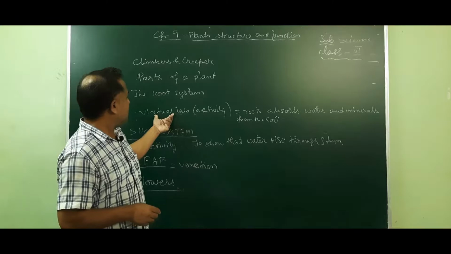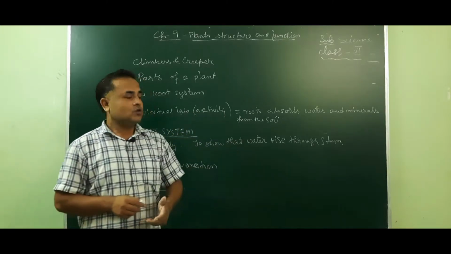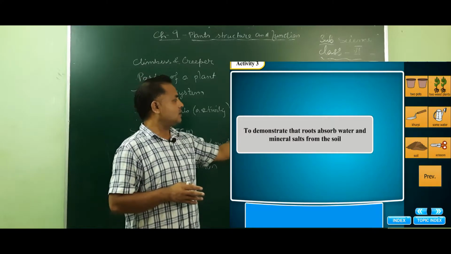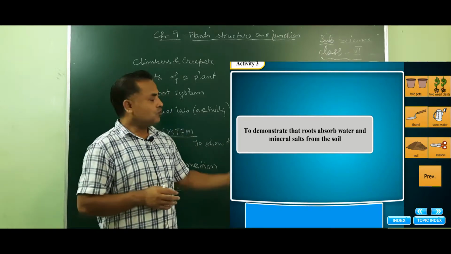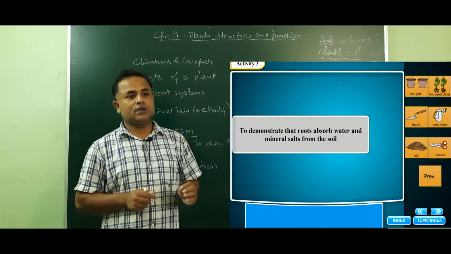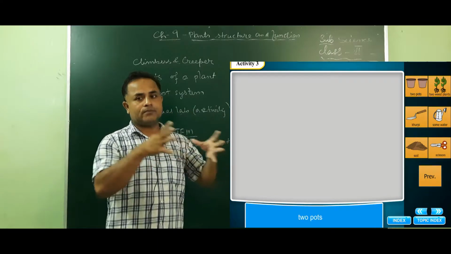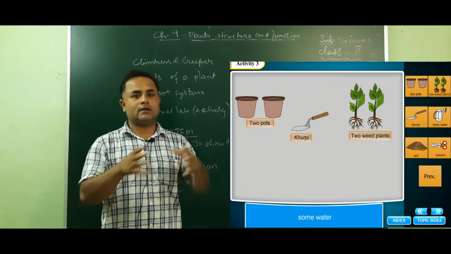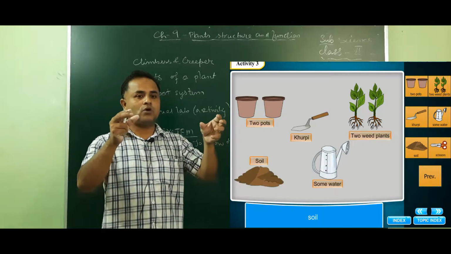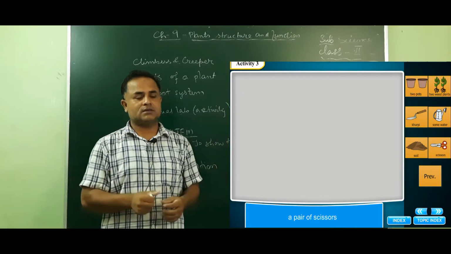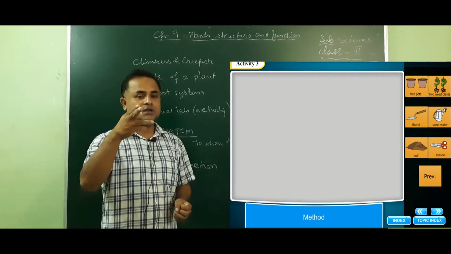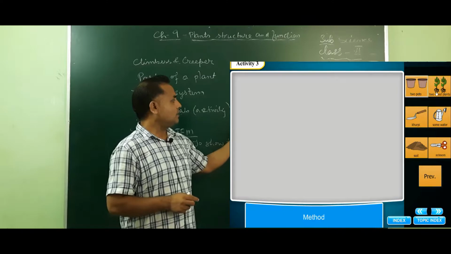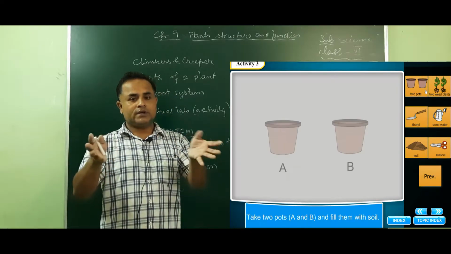Now one virtual lab, that means one activity, to note the importance of the root system, that is, roots absorb water and minerals from the soil. To undergo this activity, we need to take two buckets, we call them A and B, and we will take two small shrubs or small plants. Then we need one khurpi, one scissor, and a water funnel.